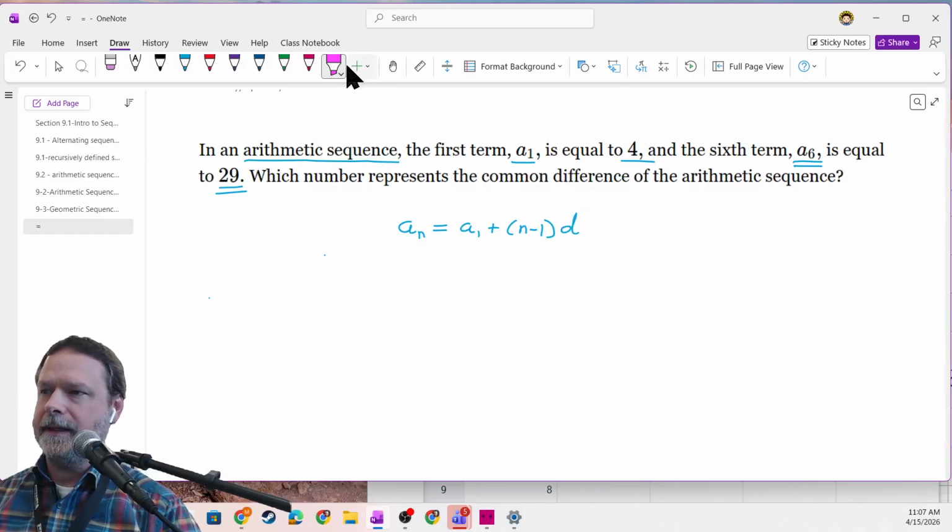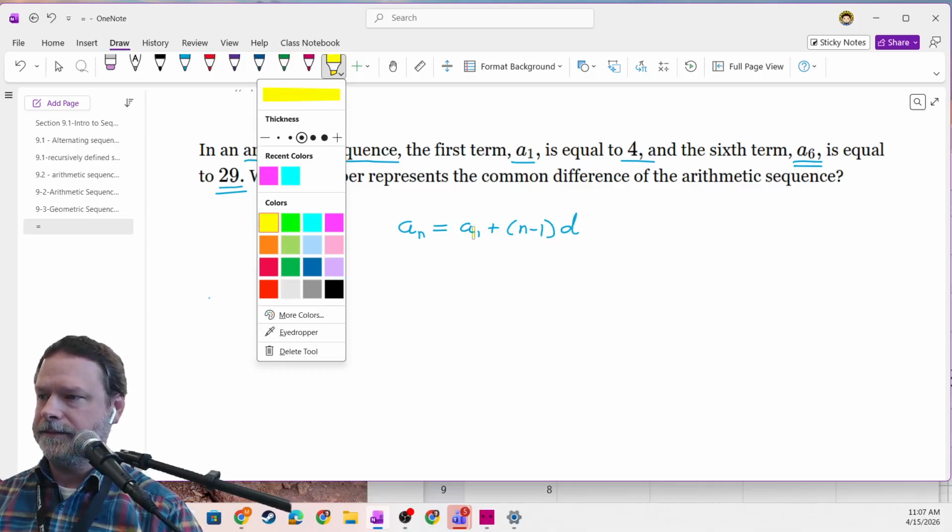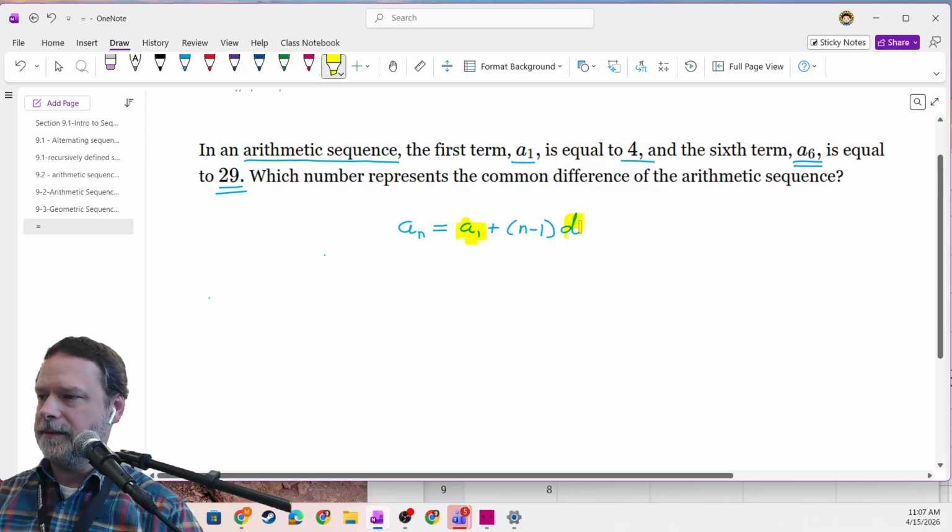You know what? I think I'd rather do yellow. Yellow is going to be better. Yellow and blue always works. Oh, but then it turns green. Oh my goodness. Okay.